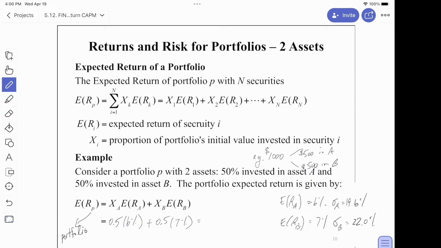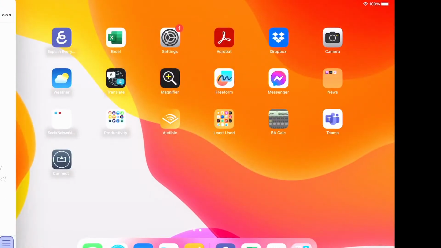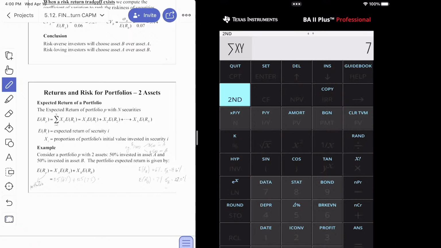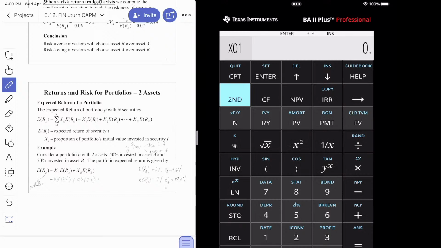You can use your calculator to compute this very easily. We can do what we did last time. Let's get into our data set, second data, and clear it, second clear work, and enter in pairs. The X would be the weight, so 0.5, enter down, and then the Y is the 6%, 6, enter down.